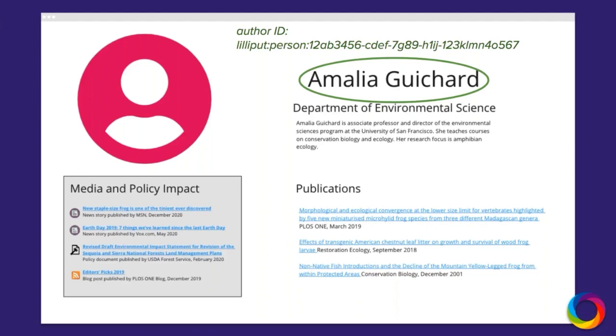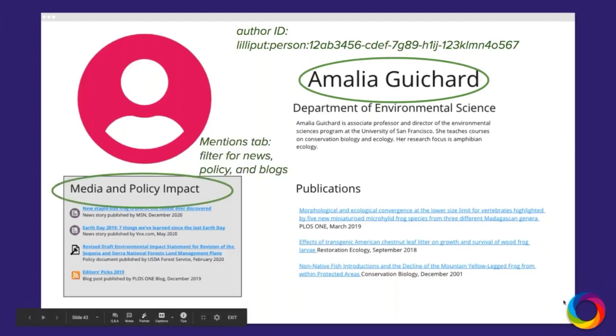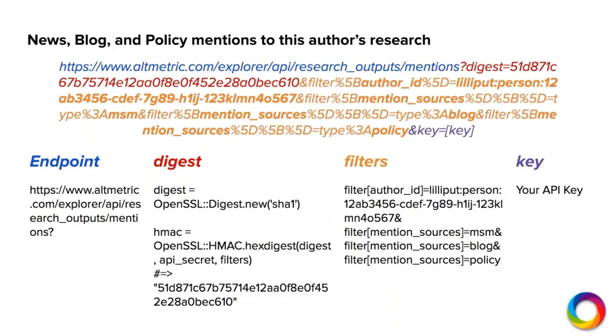And then the way that you would retrieve these mentions would be using the mentions tab or the mentions endpoint. If you wanted to go to the mentions tab, you could do this in the UI, or you could do it outside of the platform easily as well. Just filter for your favorite sources. In this case, I've used policy, news, and blogs because those are my favorite sources. And this is what that could look like. So here's what the URL looks like.